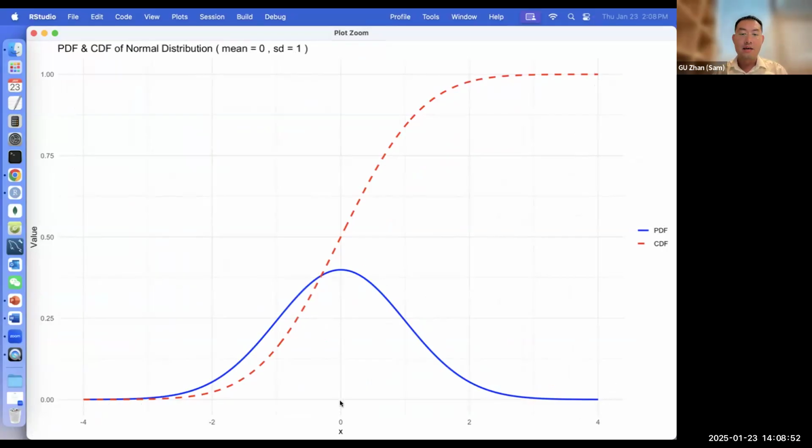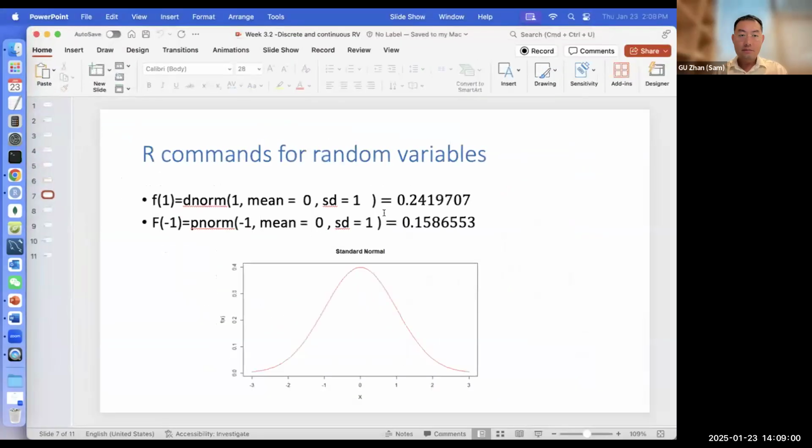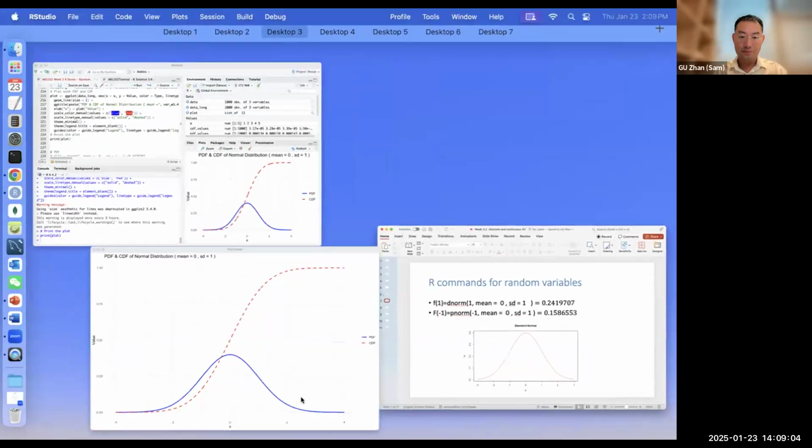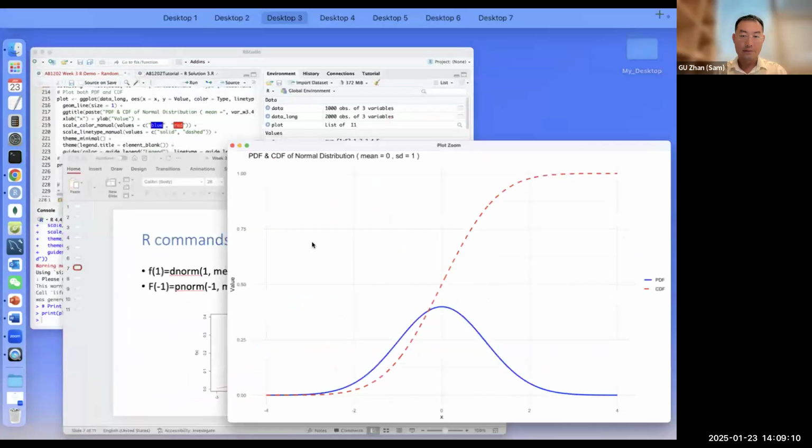For the probability density function, when x equals 0, the probability density value is how much? It's shown here: 0.2419.